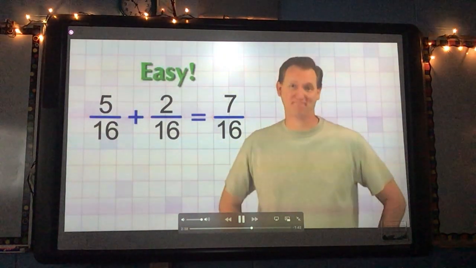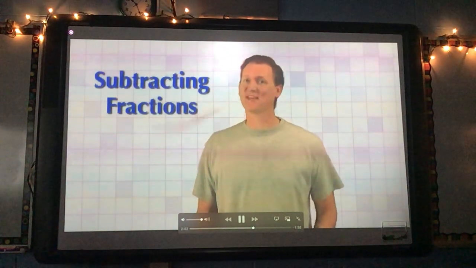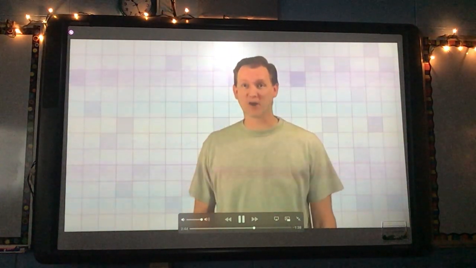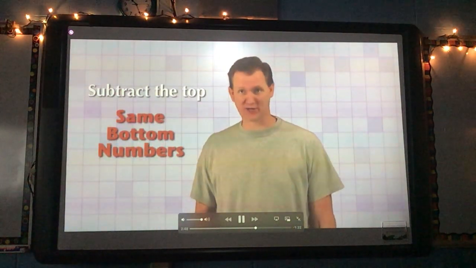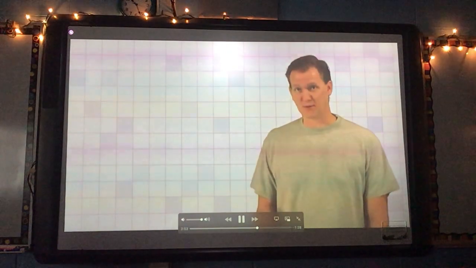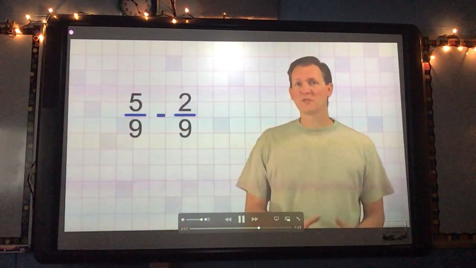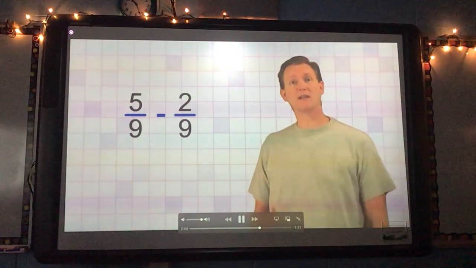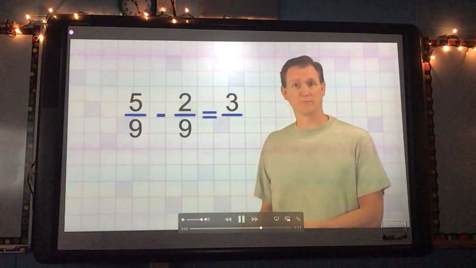Pretty easy, huh? But what about subtracting fractions? Does that work the same way? Yep, if the bottom numbers are the same, all you have to do is subtract the top numbers and keep the same bottom number in your answer. Here's an example of subtracting fractions with the same bottom numbers. 5 over 9 minus 2 over 9. First we subtract the top numbers. 5 minus 2 equals 3. Then we just write the same bottom number in our answer, 9.